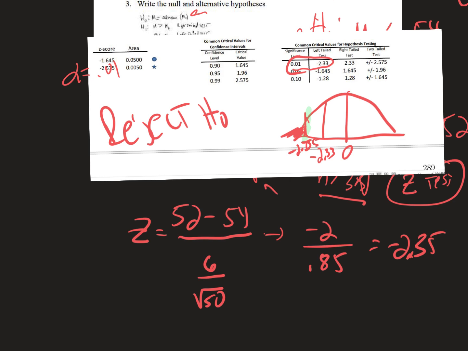So I had H0 is the claim. I'm rejecting H0, right? So H0 is the claim. I'm rejecting H0. I'm going to write that down. H0 is the claim. I'm rejecting H0. So there's two ways to write a conclusion about this.